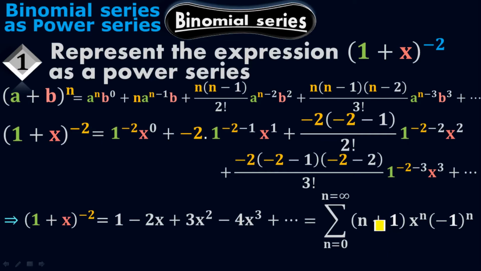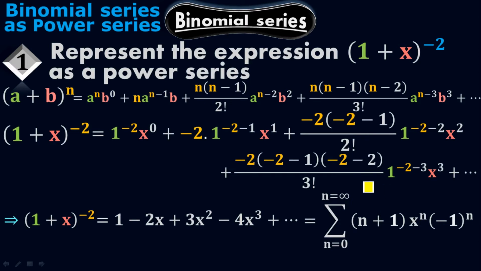Because remember, this n plus 1 into negative 1 to the n is my a sub n, and this is my x to the n. It is the equation of the power series, which is a sub n into x to the n. For the a sub n, I have n plus 1 into negative 1 to the n. So these terms are exactly the summation of this stuff. When you start from n equals 0 and plug in different n values, you will get the same terms. So we can say that we represent the binomial series as a power series.